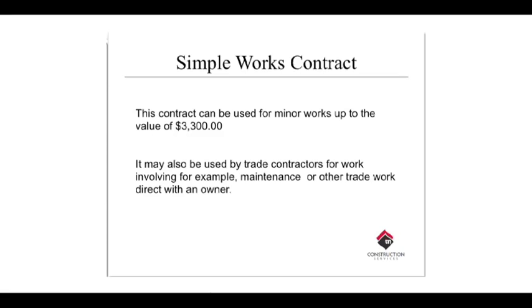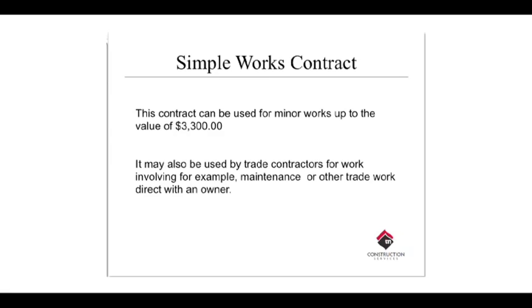Some of you guys should be using one of these right now. Simple Works Contract is a simple one-page document, but in that one-page document, there are a lot of terms and conditions that will assist you and your owner get through the building process. Simple Works Contract is to the value of up to $3,300. This contract may also be used by trade contractors for work involving maintenance, other trade work direct with an owner.